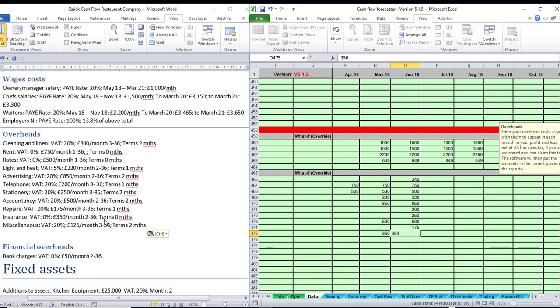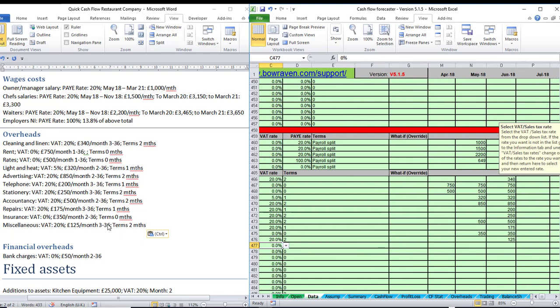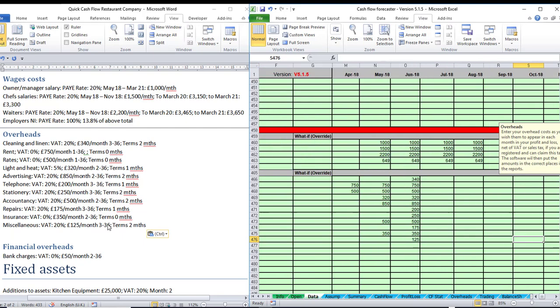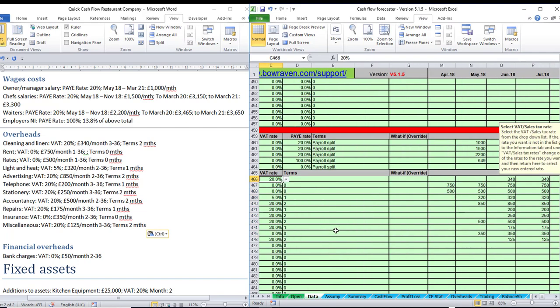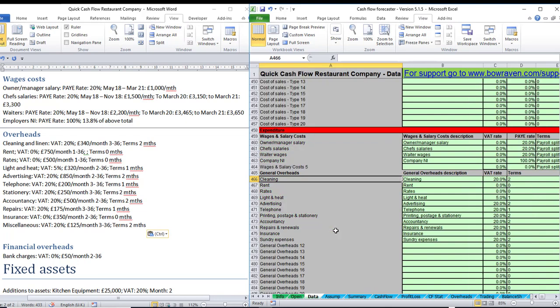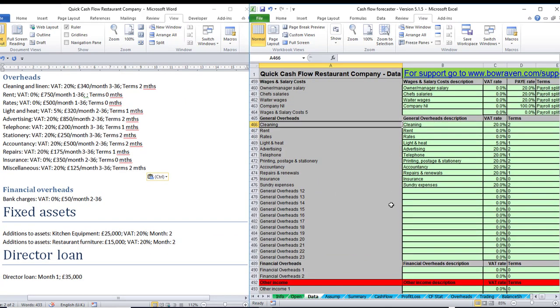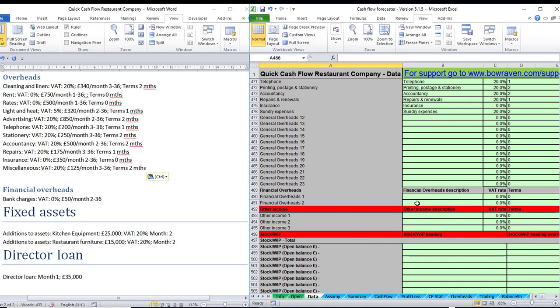As we've already got the premises, a good idea to already start insuring it, even though in this case we're renting it, to make sure that lines up with that one. And then all I'm going to do, I'm assuming for this particular exercise that these remain the same throughout the period, or the 3-year period to the end of March 2021. That's my overheads entered, and then all I need to do is put in my financial overheads.